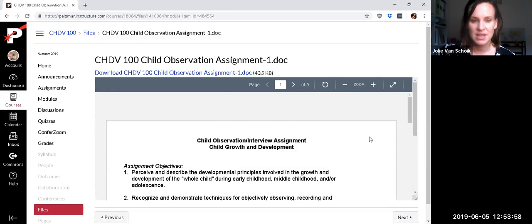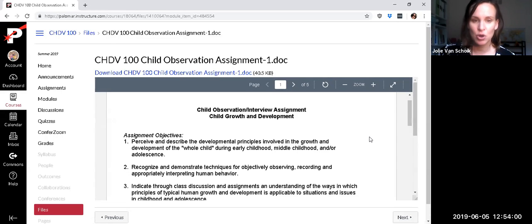So these are the assignments that you're going to have. You're going to describe the principles involved in growth and development of a whole child. This means how they physically develop, how they cognitively, or thinking, develop, how they socially interact with the world, and emotionally what they feel, and how those are changing through development. We will learn more about this as the class goes on as well.